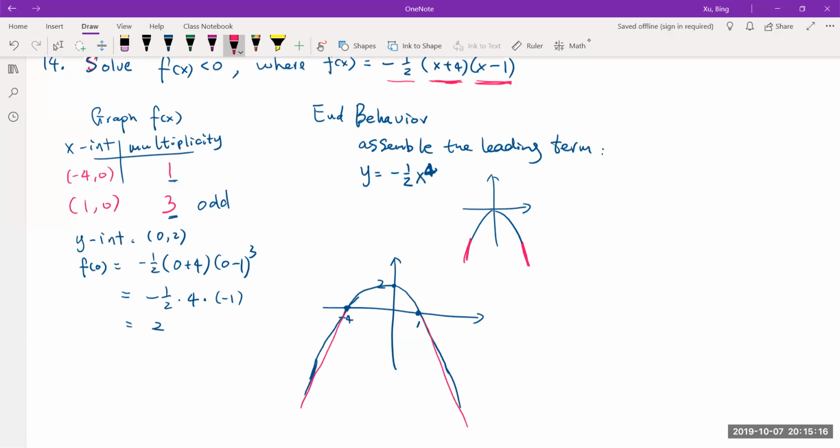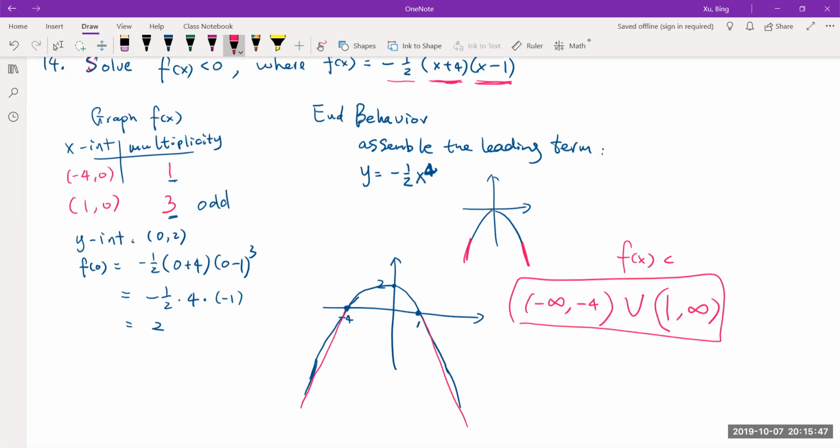Right? So the solution should be negative infinity to negative 4. Is negative 4 included? No, right? Because when x is equal to negative 4, your f of x is equal to 0. And union, the other interval will be from 1 to infinity, where this 1 is also not included. So this is the solution to f of x less than 0.